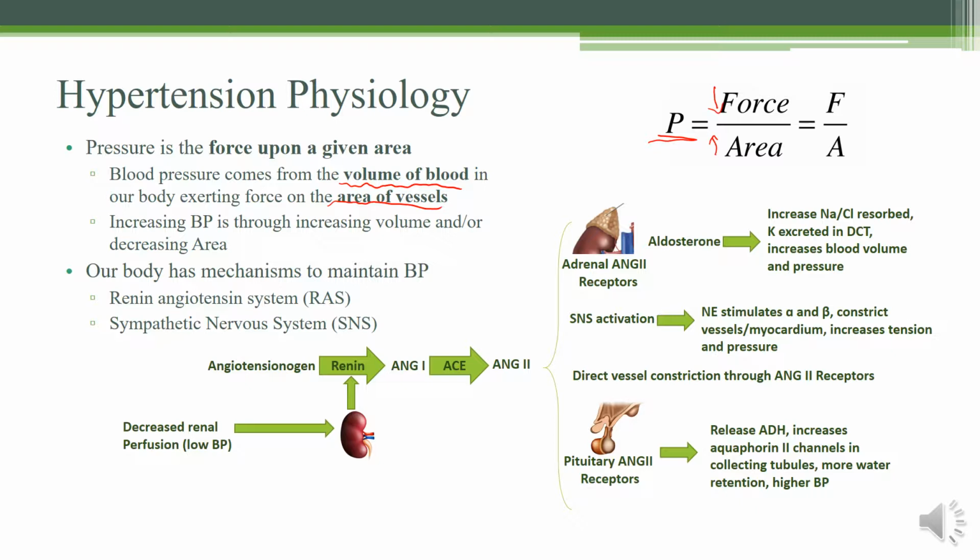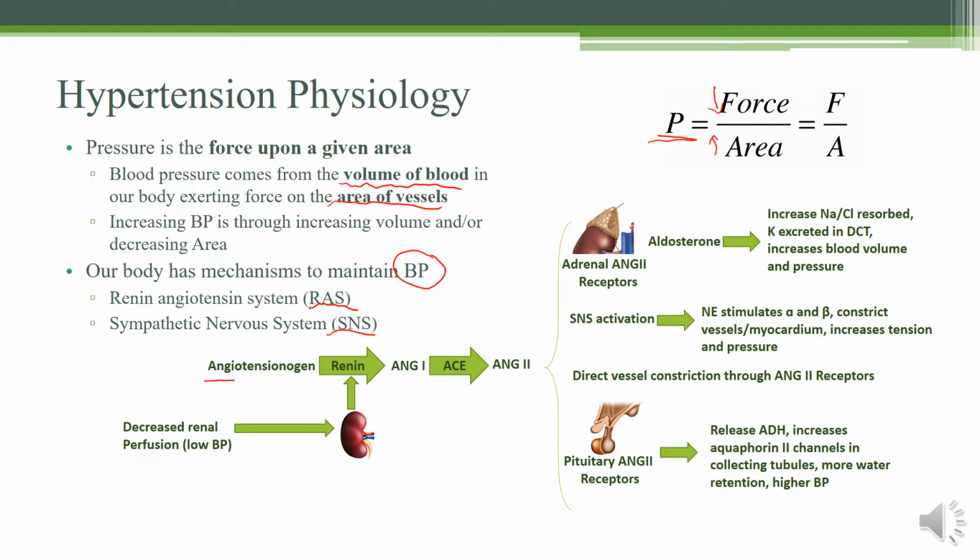Now, our body has mechanisms for maintaining blood pressure. Blood pressure is important to stay high because it helps with perfusion to your body, but sometimes that gets a little bit out of control. Those two main systems are going to be the renin-angiotensin system and the sympathetic nervous system. So let's talk about the renin-angiotensin system.